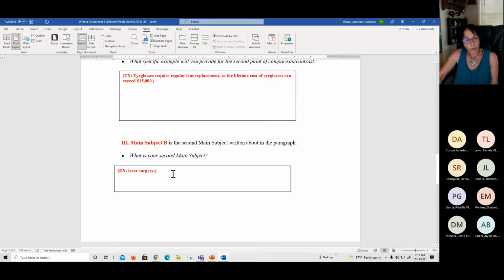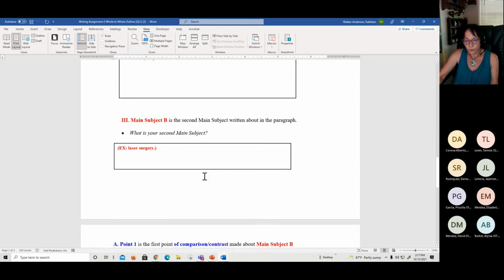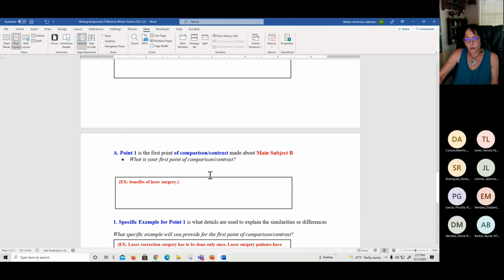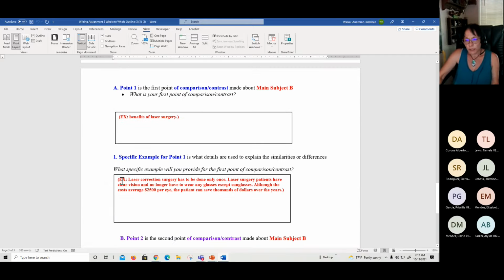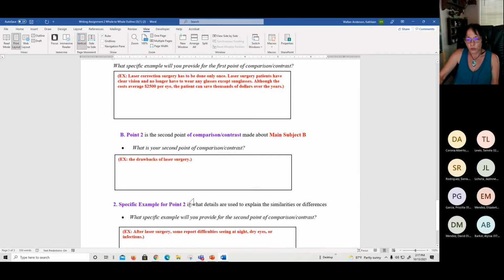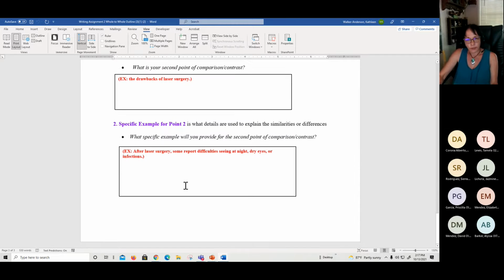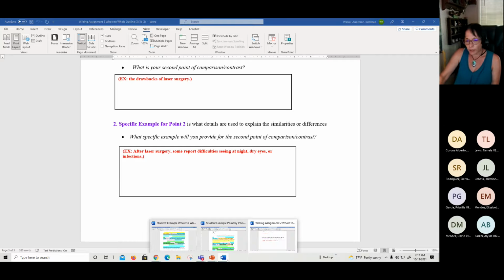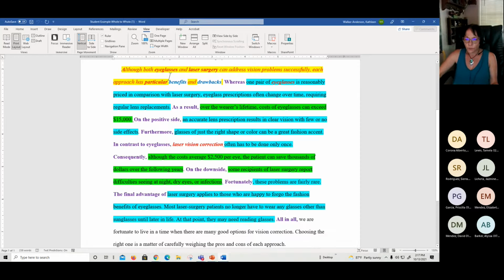And then it goes on to main subject B, so laser surgery. And it repeats the process. What are the benefits? Here's an example of that. Drawbacks of laser surgery, example, and that's it for the outline. Now, we already looked at the paragraph, but what this ends up looking like, it's much longer, it has more information on it than the outline did, and it ends up looking like this.